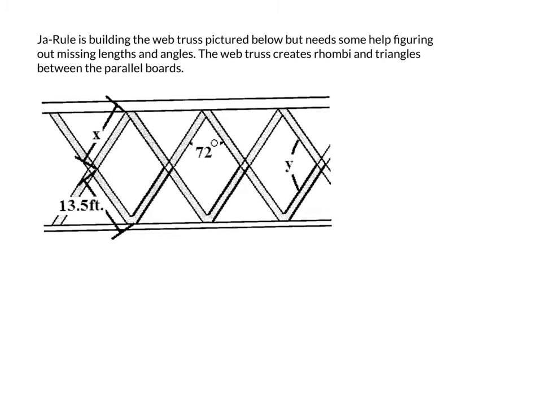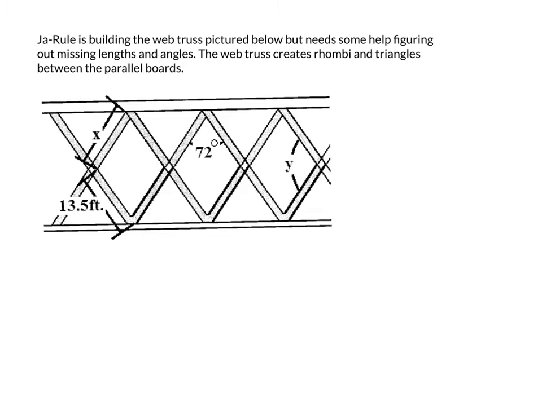So Ja Rule, if you guys don't know Ja Rule, he's a pretty awesome rapper from back in the day. Ja Rule's building a web truss, which is pictured below, but needs some help figuring out some missing lengths and angles. The web truss creates rhombi and triangles between those parallel boards. Okay, so we've got rhombi, which is the plural of rhombus, and we've got triangles.